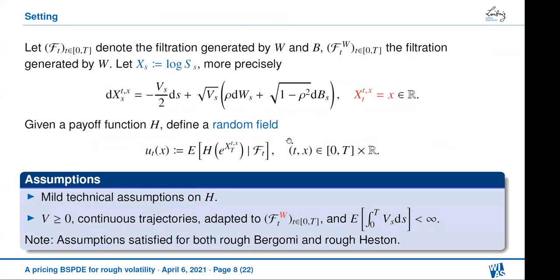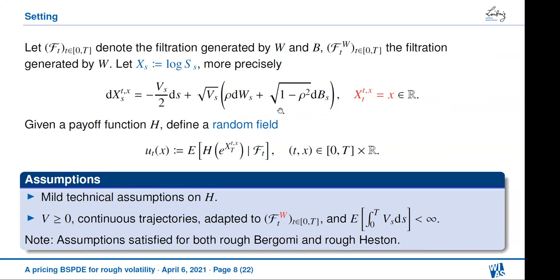But of course, here, this is just not true. This is not a Markov process. X is not a Markov process. And therefore, this Markov property, that is, the future is independent of the past given the present, is just not true. And therefore, this is a random field. Okay. So what are the conditions that we impose? Well, the main condition is that V is larger or equal to zero, has continuous trajectories.